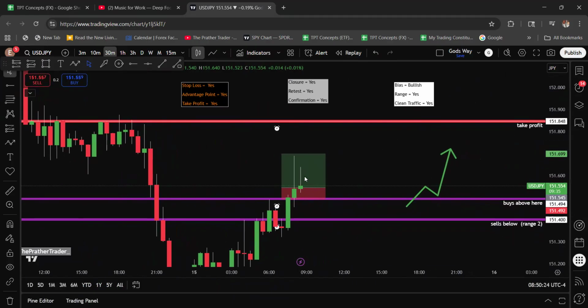All right, you see price is coming back to where we entered the market. All right, we don't want that. Let's be patient with our price action, guys.